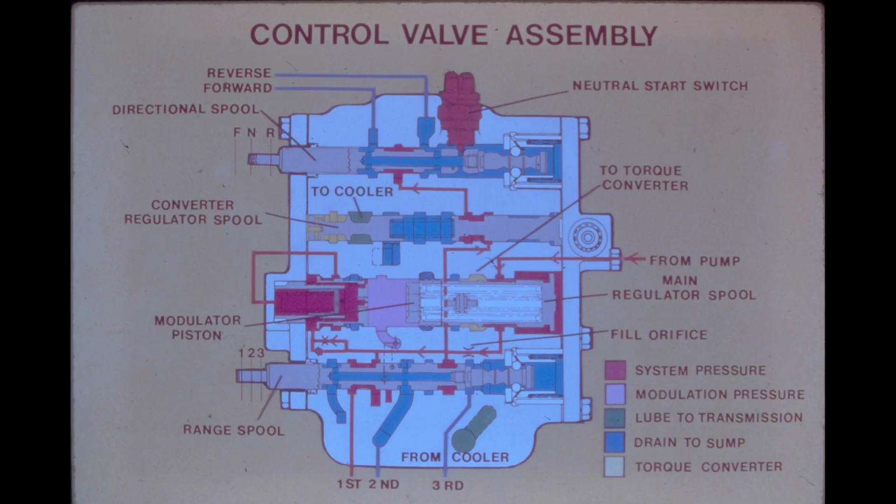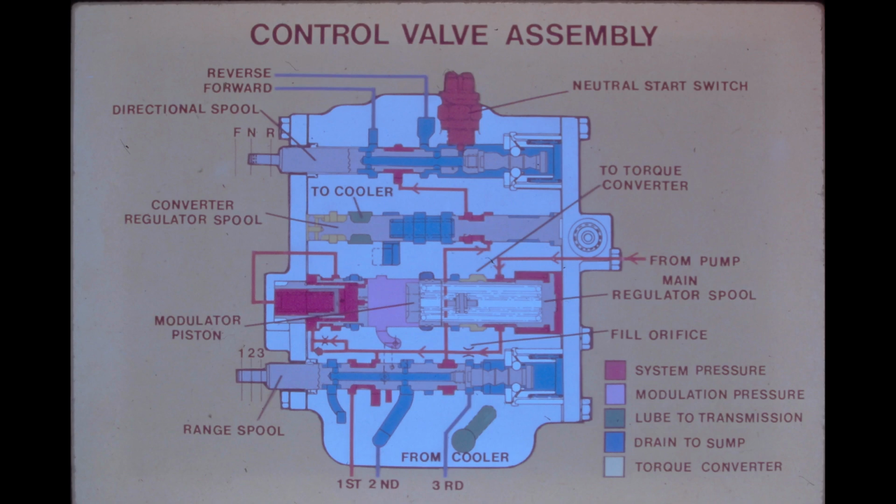The main regulator spool and the components of the modulator system are part of the transmission control valve assembly. Oil comes in from the charging pump at the right side of the valve assembly. It moves the main regulator spool back against the 30 psi spring and opens the passage to the torque converter. After flowing through the converter, oil returns through an internal passage to the converter regulator spool, where converter outlet pressure is controlled.